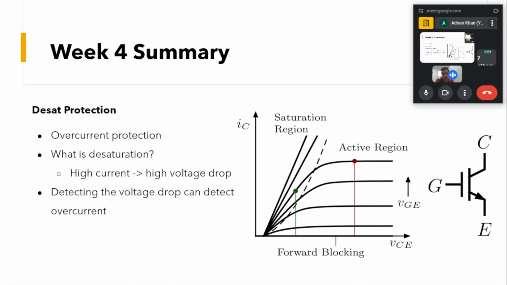As soon as we see that our current has gone beyond the limit, we can sense that current, and as soon as it goes beyond the rated current value, we can tell our controller to turn off the pulses, which will then turn off our devices.